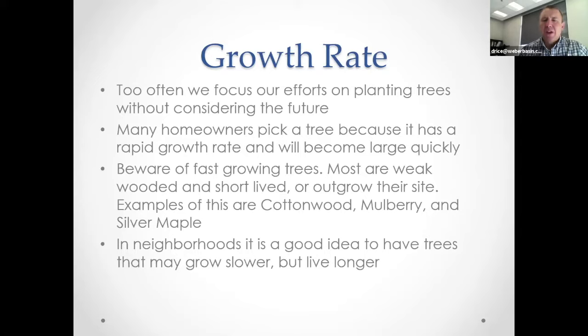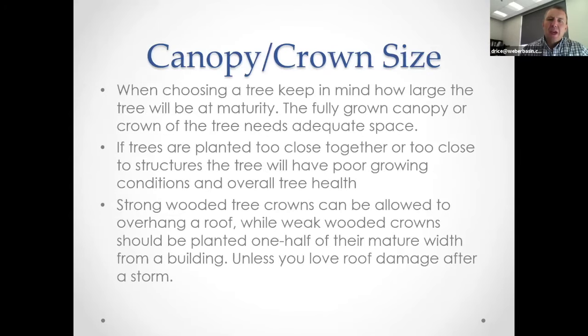So if you plant a willow, for example, or a cottonwood, they're going to grow very quickly and get very large very quickly, but they're weak wood. And so then you end up with breakage, you end up with problems. Now, if you know that's the case, then sometimes it's a good idea to plant a few slower growers with a few fast growers. You get some shade quickly, and then as the slower growers catch up, you can cut the others down and get rid of those. But pay attention to how that growth is going to happen on a tree.